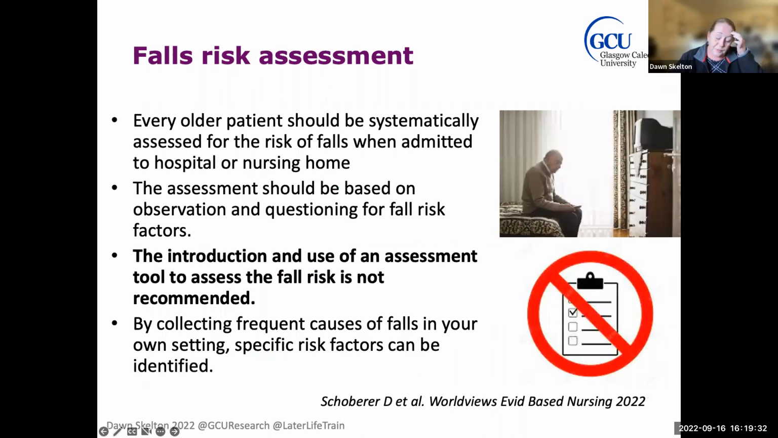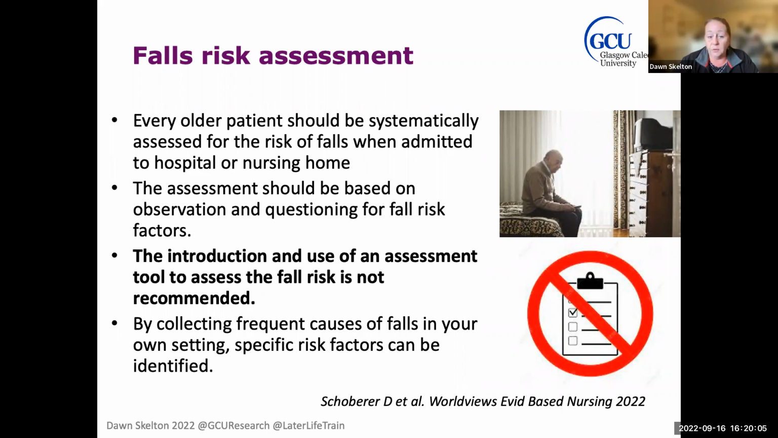So first of all, this clinical falls assessment guideline recommended that every older patient should be systematically assessed for falls risk when admitted to hospital or nursing home. But I would also posit that's important when they are first brought into a home care service. The assessment should be based on observation and questioning for falls risk factors, but not use a tool. And that's quite important because no tools have been found to be particularly accurate or predictive with frailer older adults.